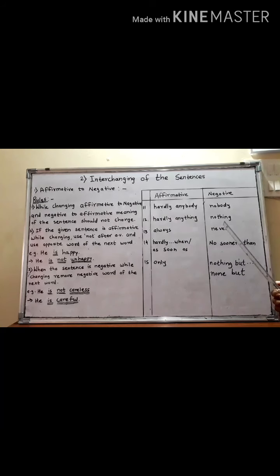If little or few is there, you can use not much or not many instead while changing affirmative to negative. Next, hardly anybody, you can take nobody for that. If hardly anything is there, you can use nothing. When always is there, you can use never, but you have to use the opposite word of the next word. Hardly when or as soon as, then you can use no sooner than. And for only, you can also use the words nothing but or none but. Now, how all these words have to be used, that we can see in the next video.